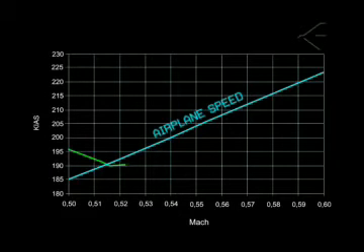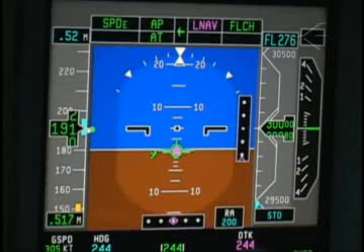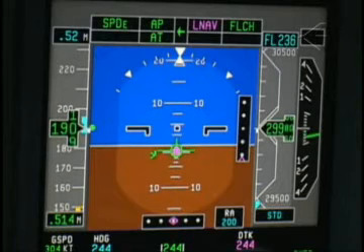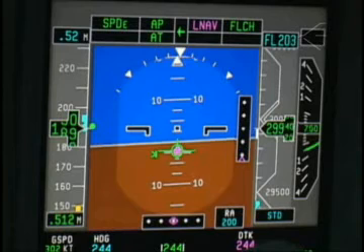This is a plot of the green dot as a function of Mach number and indicated airspeed. It is apparent that as the aircraft speed in Mach decreases, both indicated airspeed and green dot decrease as well, until a point they cross and become equal, exactly as you can see in the PFD. This point corresponds to the drift-down speed.